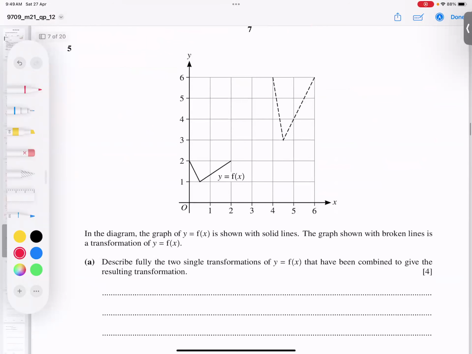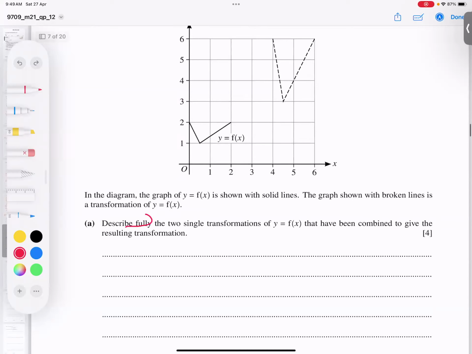Question number 5. These are the graph of f(x). As you can see, the solid line is given clearly. The broken line graph is clearly the transformed one. So this is shifting there, this is shifting there. Describe fully the two single transformations which f has been combined to give the resulting transformation. So students, let's see how we can do this kind of question.